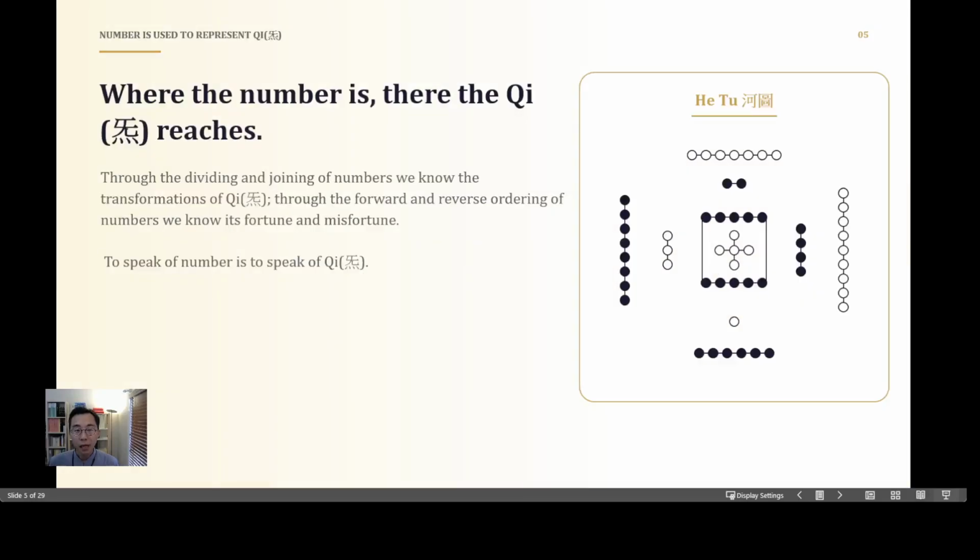So 河图 includes qi, shu, xiang. So we will recap these three categories all the time. Qi is something you are not able to observe, to touch. It's energy, it's soul. And next one is shu, number. All the dots here are the numbers. We will introduce the relationship across these numbers. Those numbers will go forward or reverse order.